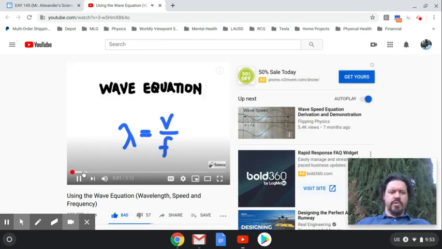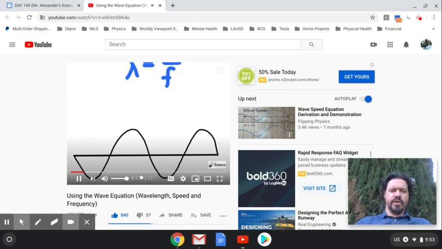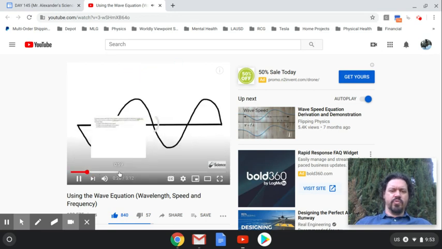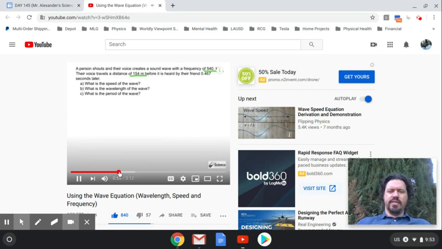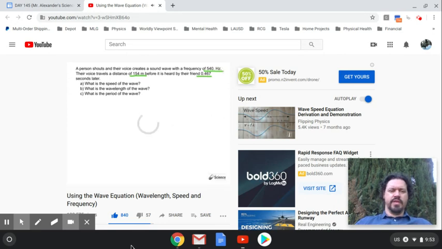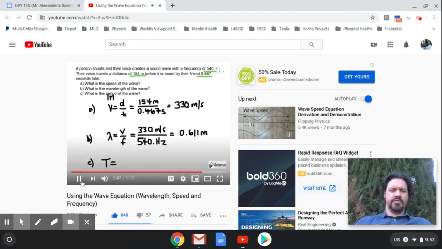So it's all about using the wave equation. He goes over the parts, talks about waves and what one wavelength is, and then you get to solve this problem, right? Speed, wavelength, period. Great stuff. And he explains all the steps. Super. Okay.